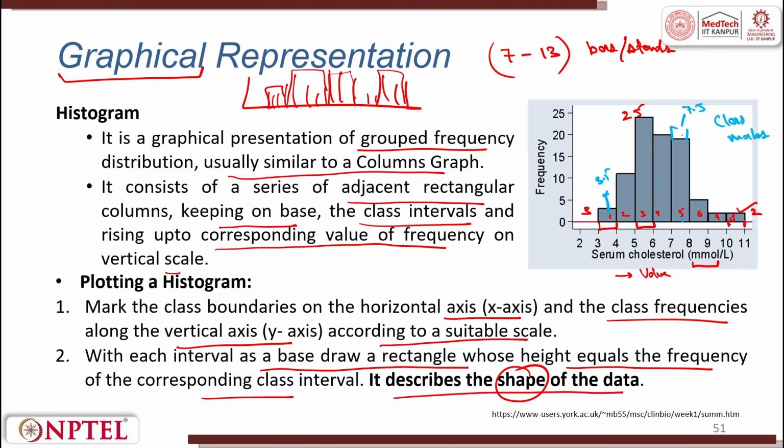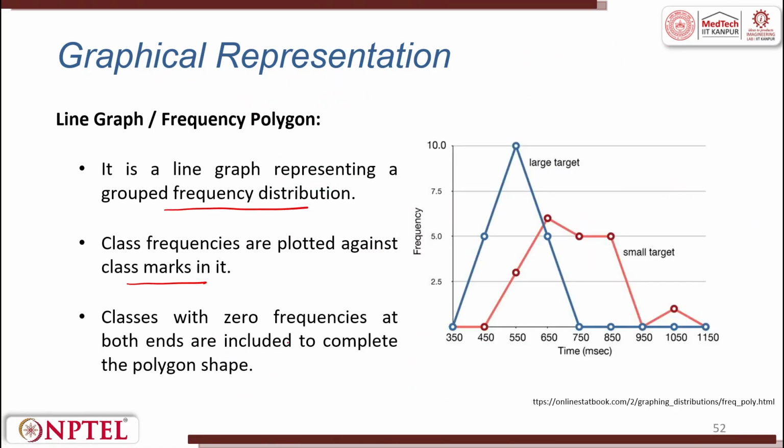These class marks would give you one point at each position. If you join these points, I am converting my histogram into my frequency polygon. Classes with zero frequencies at both ends are included to complete the polygon shape, that is, it touches the axis here at the bottom.